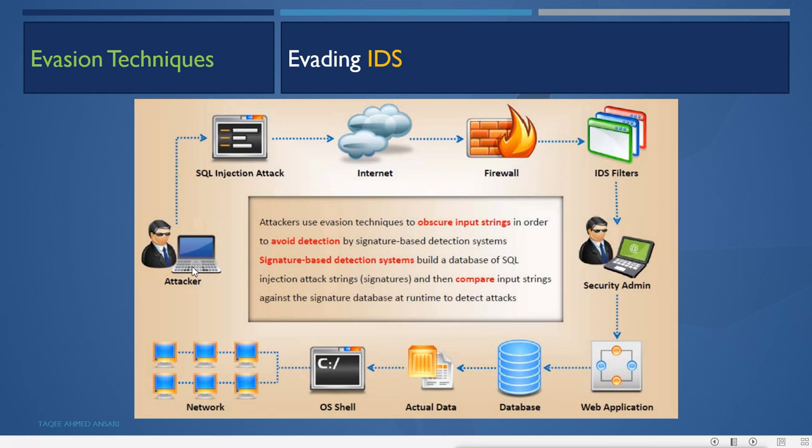So simply, the attacker injects the query string here, and it will go through the firewall without detection, but the IDS will detect it. If the IDS detects it, it will drop the packet, log the event, and send the alarm to the system admin or security admin. And if not, then the normal data will go through the web application, run on the database, and whatever it is wanted to do, it will do, and the result will go to the user. So IDS are there to detect. Now the attacker will try to use different techniques, obscuring input strings, to avoid this signature based detection.